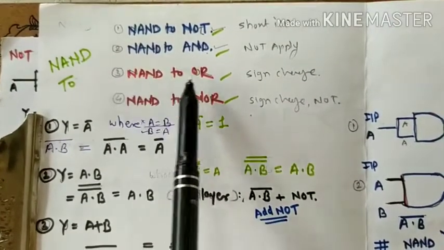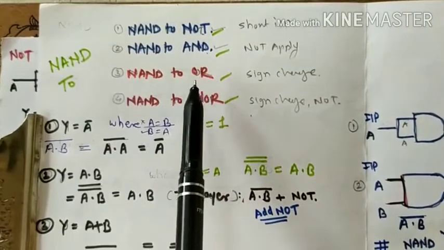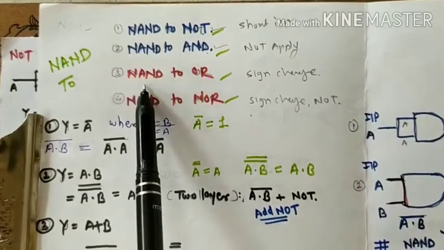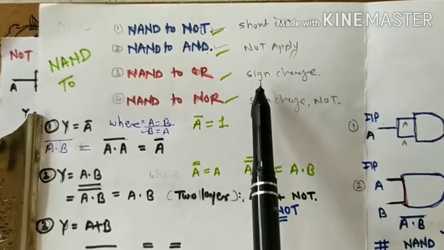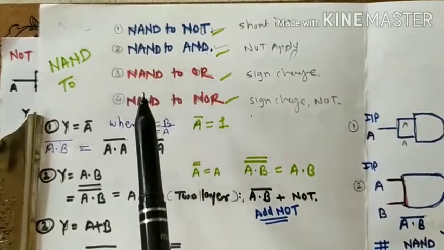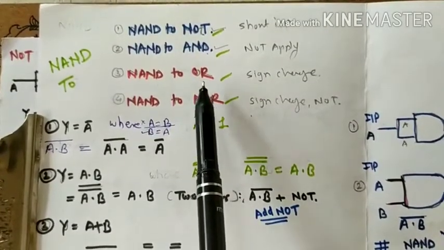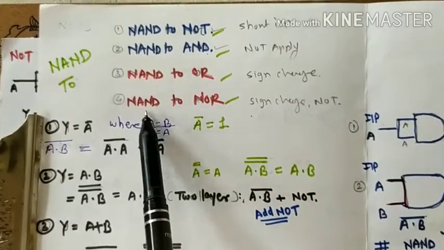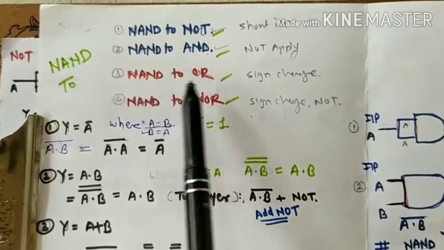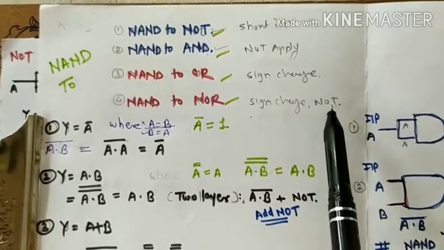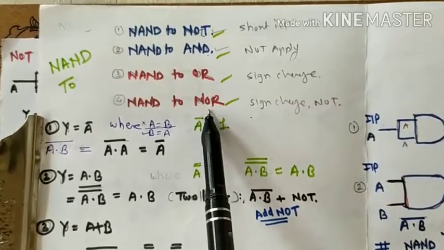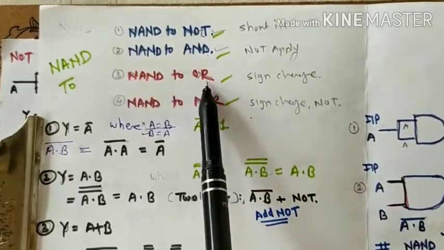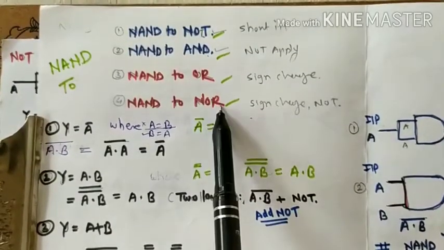Next is NAND to OR. It's not a very big deal, but just understand NAND to OR, we have to change the sign. In NAND we have a dot, and in OR we have plus. So we convert that sign into plus. And the next one is NAND to NOR. If we convert NAND to OR, and then implement one NOT gate, it will be NOR gate, because NOR is the inverse of OR. So whatever output comes from NAND to OR, you just implement one NOT gate, and it will be NOR gate.